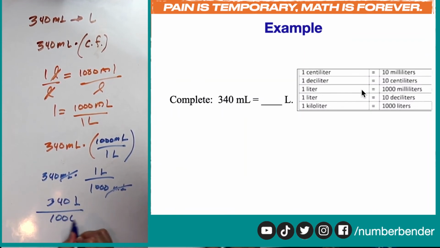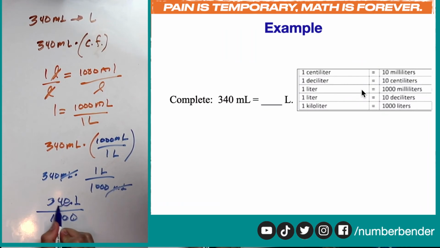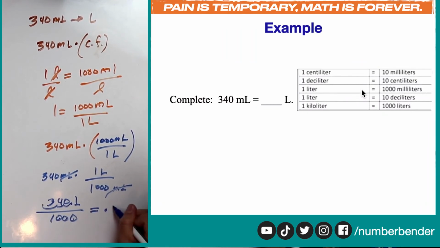all over 1,000. And to convert this into a decimal, it's pretty easy because we have 1, 2, 3 zeros in our denominator, and all we need to do is move our decimal point from the very end 3 times, because we have 3 zeros. So we have 1, 2, 3 movements to the left, and now we have 0.340 liters, or we can also write it as 0.34 liters, and they are just the same.